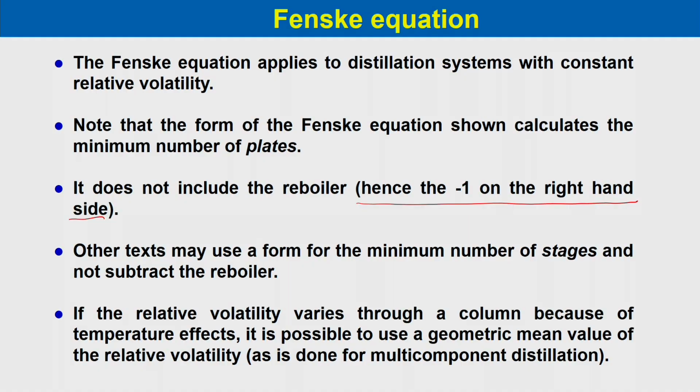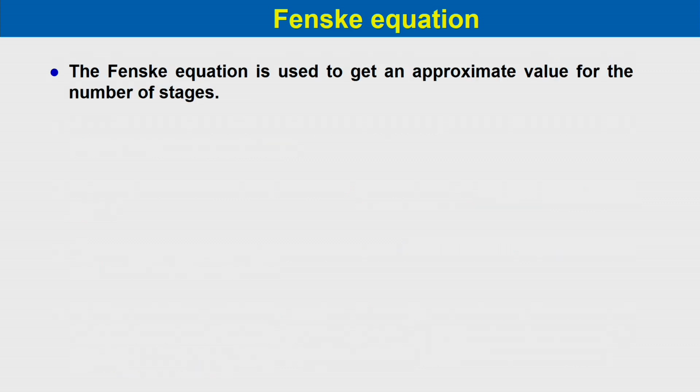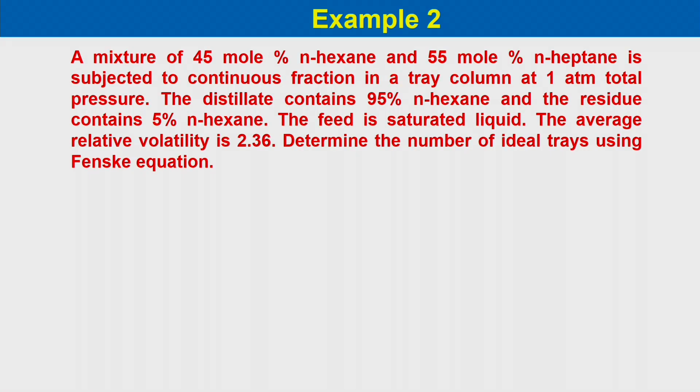If the relative volatility varies through a column because of temperature effects, it is possible to use a geometric mean value of the relative volatility, as is done for multi-component distillation. So, it is possible to use the geometric mean values of the relative volatility. The Fenske equation is used to get an approximate value for the number of ideal stages. Let us consider an example.